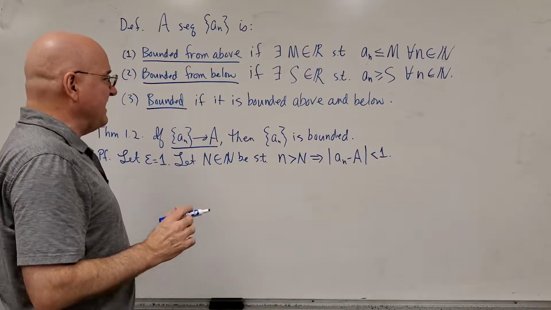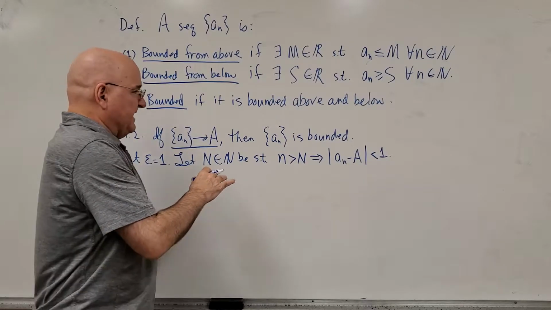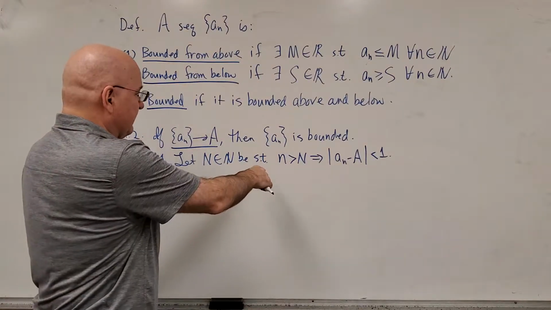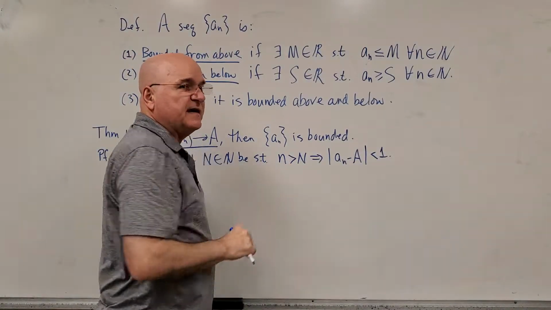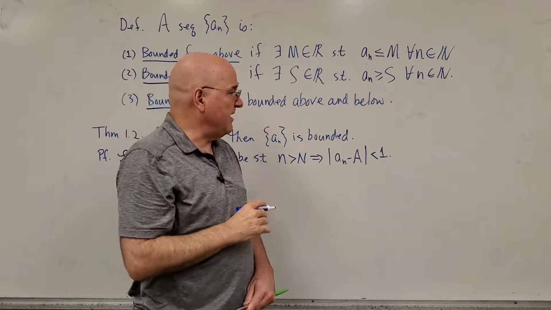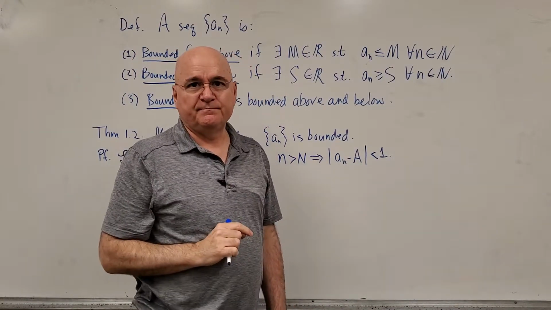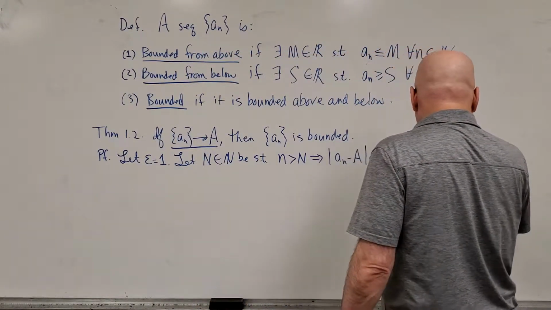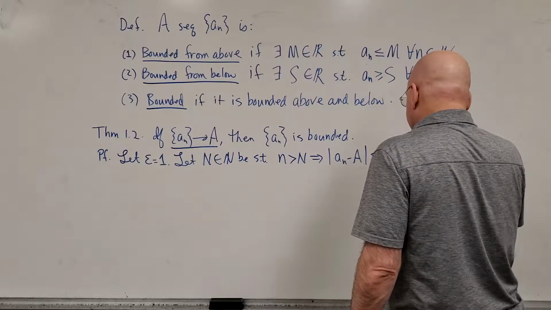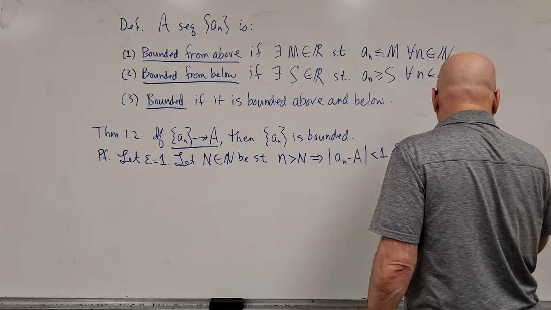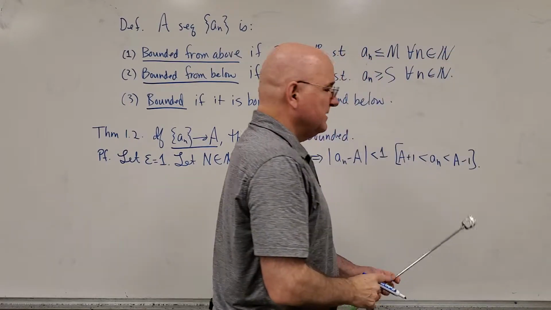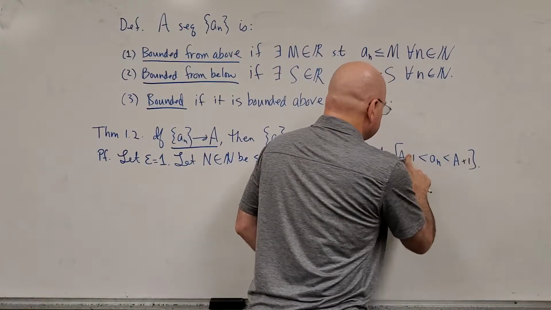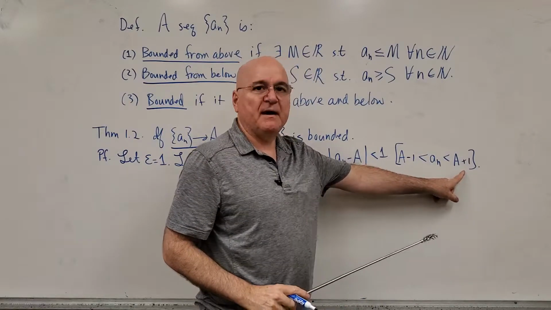Now notice where we are already. An infinite number of the elements in the sequence, in fact, all of them starting with an index, with every index greater than capital N, is bounded above by A plus 1, bounded below by A minus 1. Let me put that in parentheses here. That means a_n is in between A plus 1 and A minus 1. So for most of the terms of the sequence, that's a lower bound. Oops, I did that backwards, didn't I? This is an upper bound and this is a lower bound.